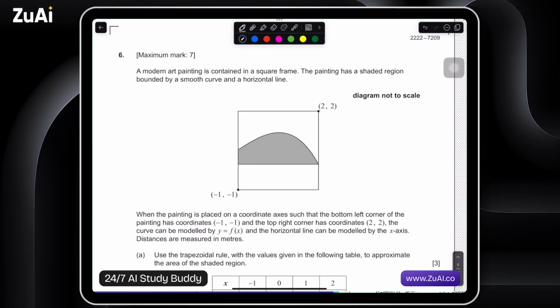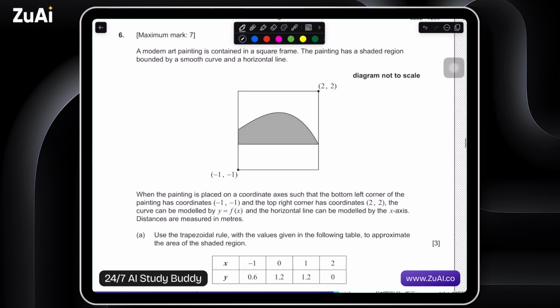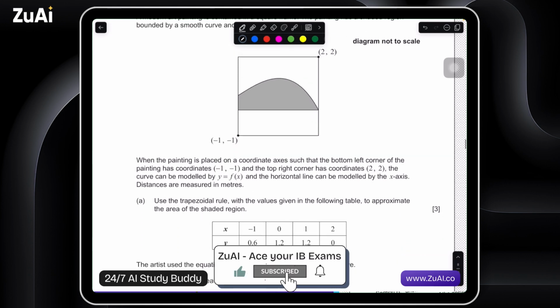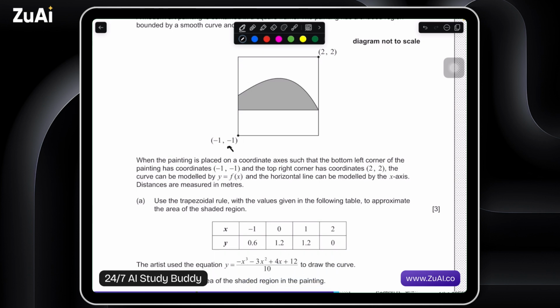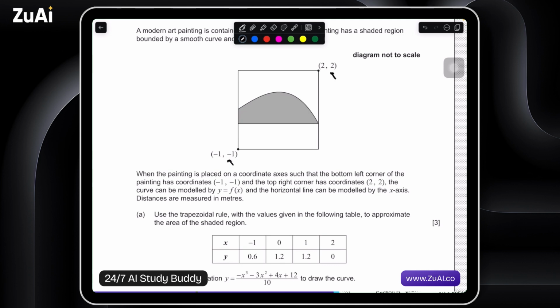Question 7. A modern art painting is contained in a square frame. The painting has a shaded region bounded by a smooth curve and a horizontal line. Here it is, the modern art painting. When the painting is placed on a coordinate axis such that the bottom left corner of the painting has coordinates -1, -1, and the top right corner has the coordinates 2, 2, the curve can be modeled by y is equal to f of x, and the horizontal line can be modeled by the x-axis. Distances are measured in meters.